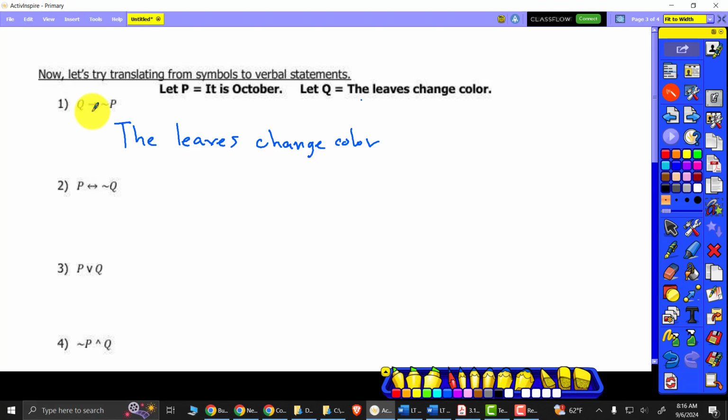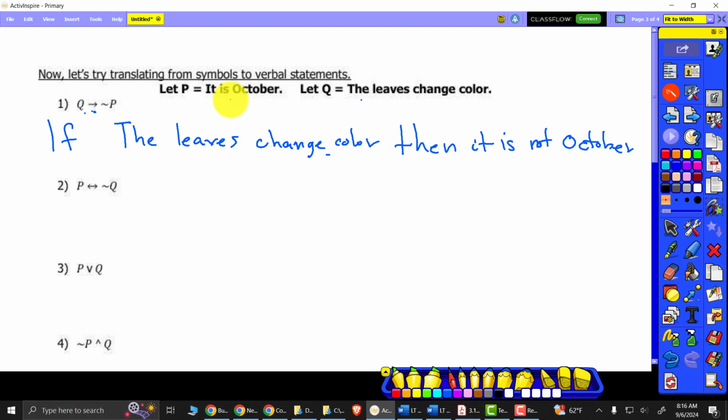I'm going to use this. What's the meaning of that? Okay, so it means that I will start with if here, and then not P. That is not P. Then it is not October. Okay, so if Q, which is the leaves change color, then it is not October, which is just the negation of your P. All right, number 2.